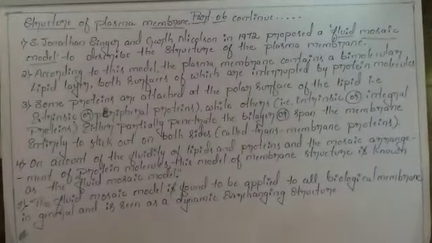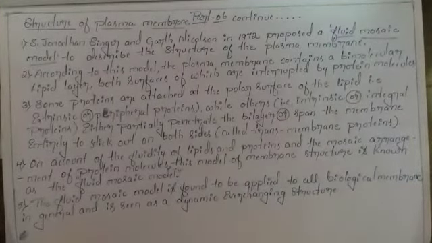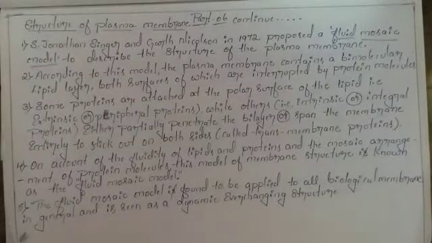Next, on account of the fluidity of the lipids and proteins and the mosaic arrangement of protein molecules, this model of membrane structure is known as a fluid mosaic model. Now they are telling about how the name has been described for the plasma membrane.